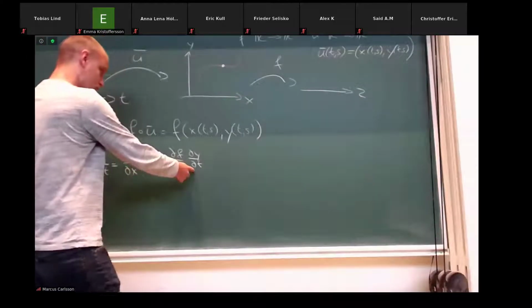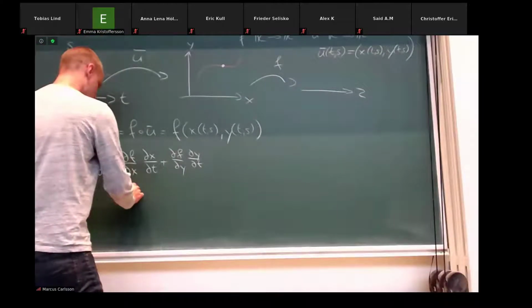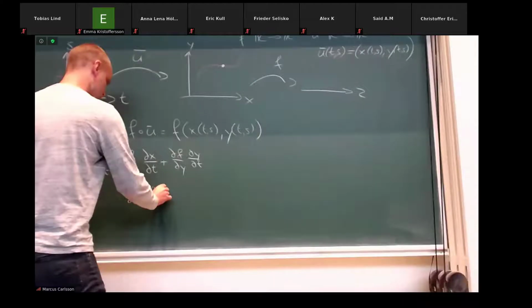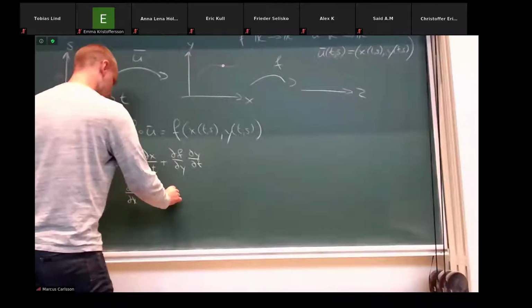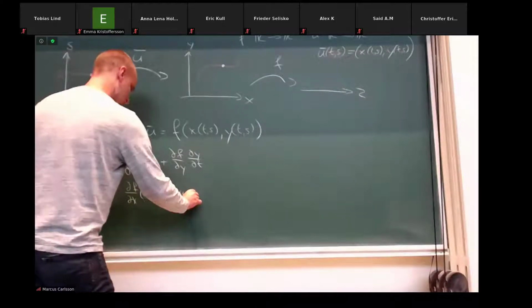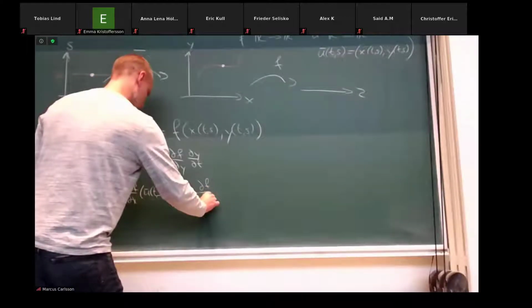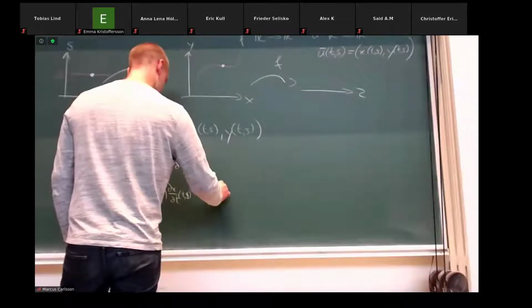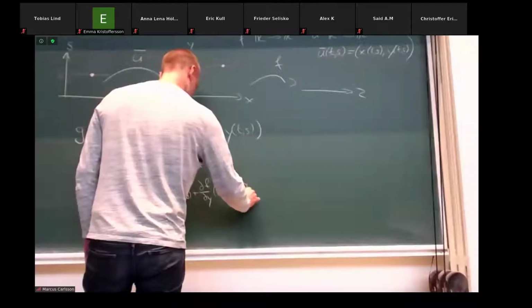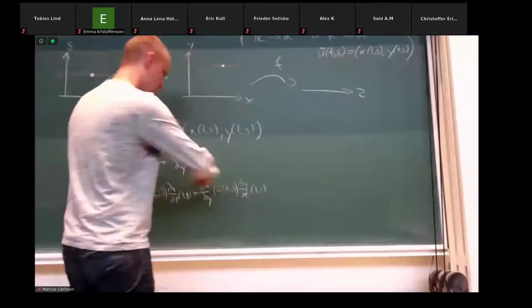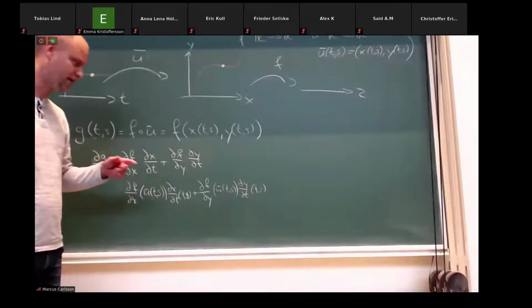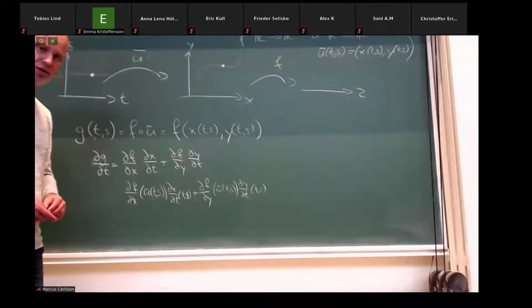If you want to write this out, the long version would be df dx evaluated at u of t and s, times dx dt at t and s, plus df dy evaluated at u of t and s, and then dy dt evaluated at t and s. But this gets just too long to see what's going on. So this formula is the most beautiful. If you can just keep in mind where things are evaluated, this is the way to go, I would say.